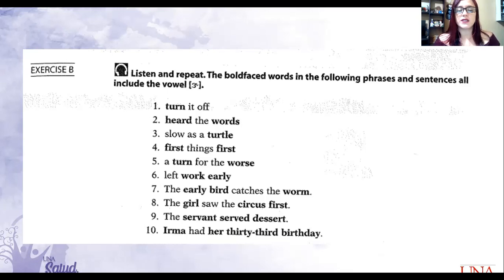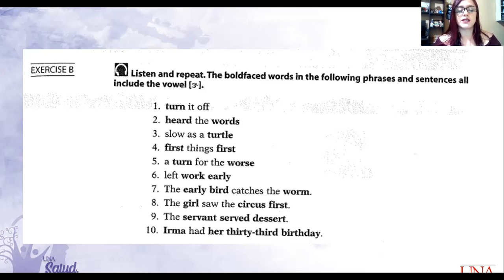Number 3: slow a turtle. Slow a turtle. Number 4: first things first. Number 5: a turn for the worse. Number 6: left work early. Number 7: the early bird catches the worm.